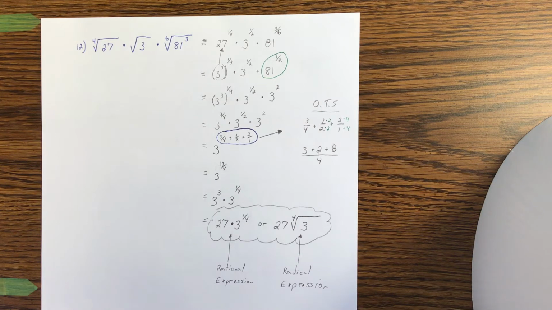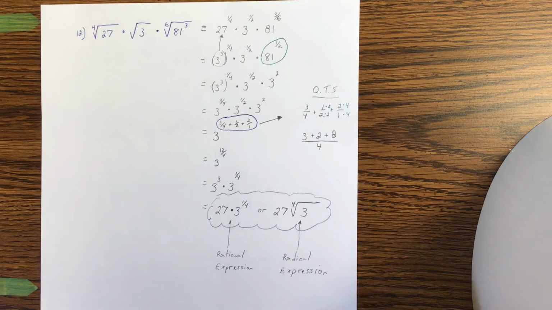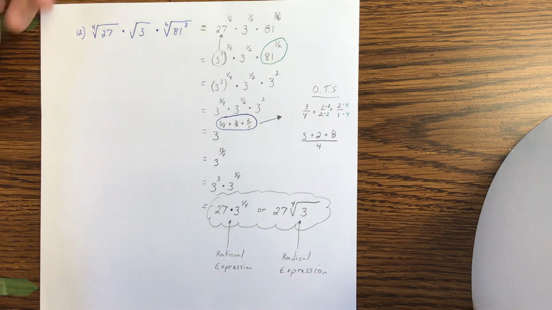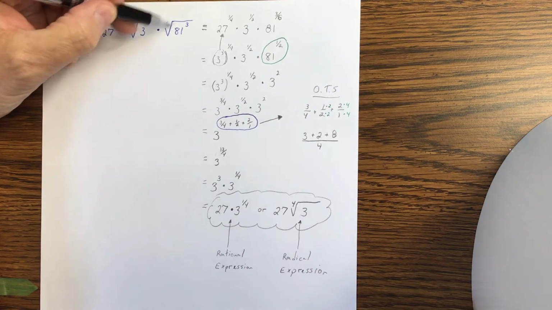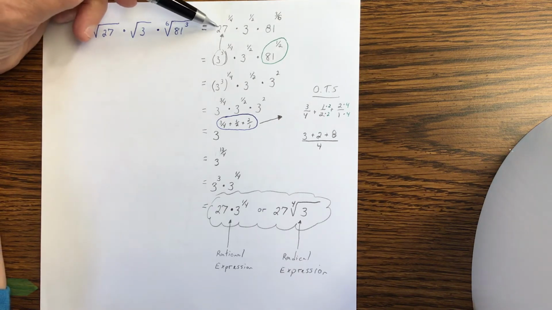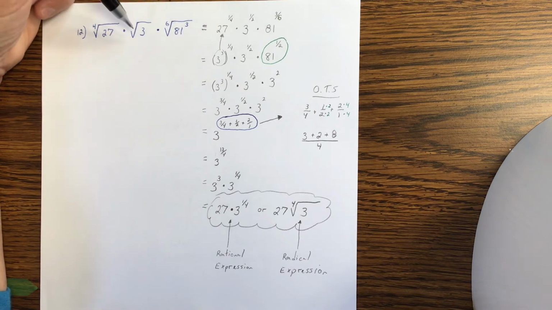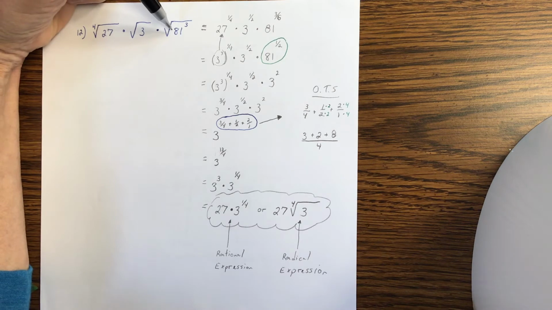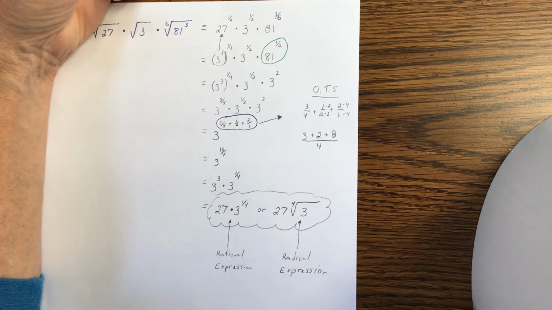So look at number 12. We have 3 radical factors, and we want to simplify this. First thing we want to do is take our radical factors and write them as rational expressions. So the fourth root of 27 is 27 to the 1/4 power. The square root of 3 is 3 to the 1/2 power. And the 6th root of 81 cubed is 81 to the 3/6.